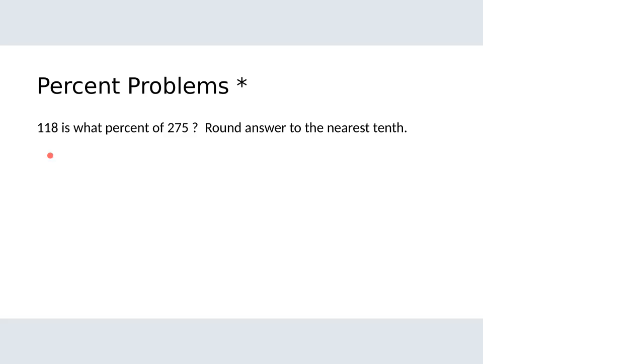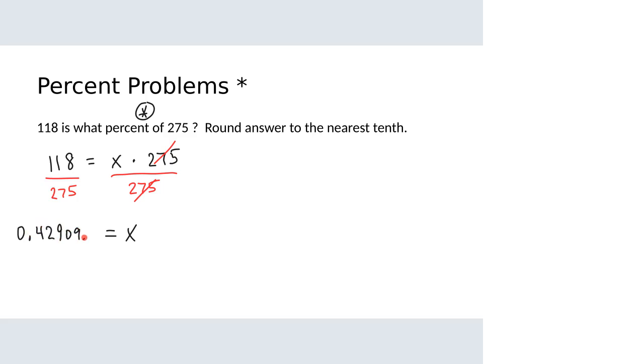So we start out translating. 118 is what percent? That's the thing that I'm looking for. And I make a little note to myself that my answer needs to be a percent of 275. We're trying to get that x by itself, so we need to get rid of multiplication. So we're going to divide, and to get rid of that 275, we're going to divide by 275 on both sides. On the right-hand side, they cancel, leaving just the x. That was our whole point of doing the division in the first place, was to get x by itself. And then on the other side, we have whatever 118 divided by 275 is. It looks like 0.4290.